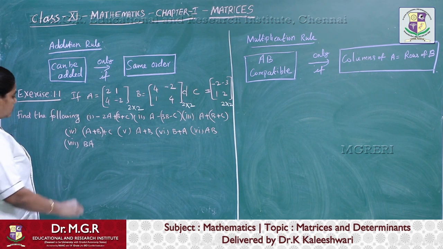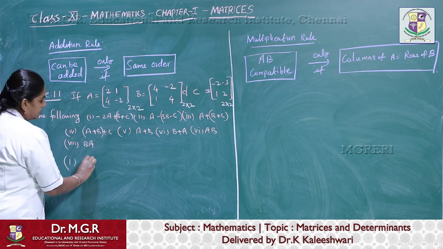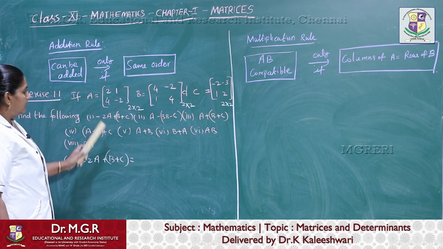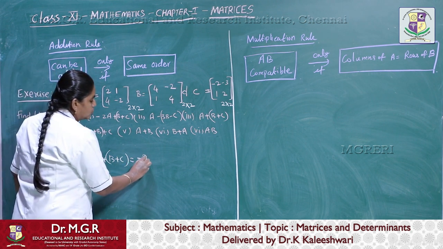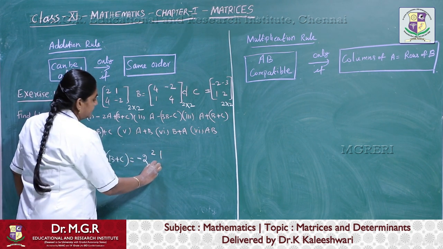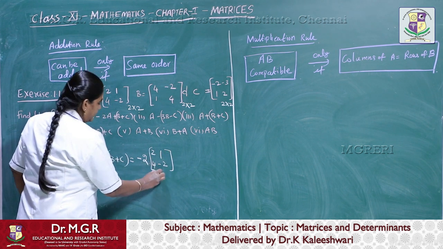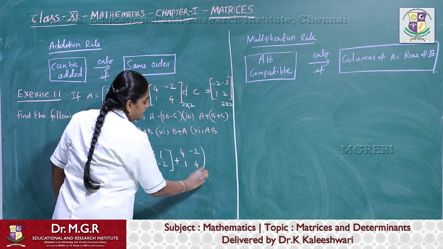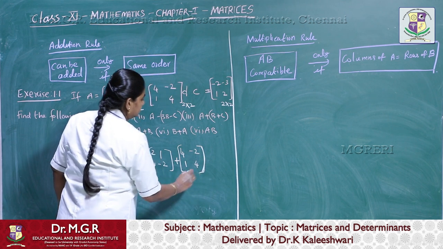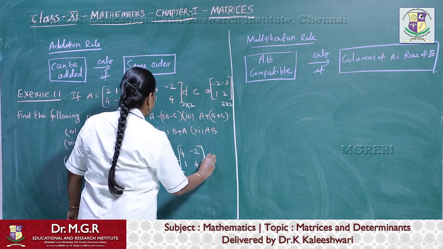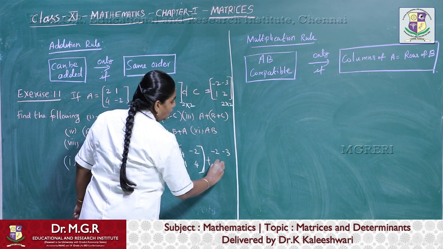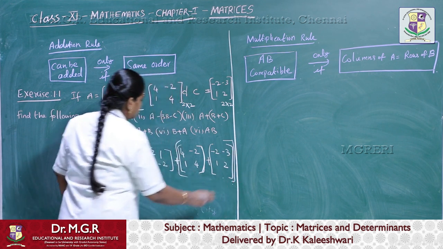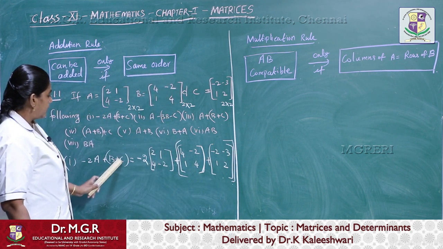Now we will do them one by one. What is the first one? We have to find -2A + (B + C). Now substitute the given matrices: -2 into A, which is [2 1; 4 -2], and B, which is [4 -2; 1 4], and C, which is [-2 -3; 1 2]. We have to put this bracket also. So first we have to add B plus C.